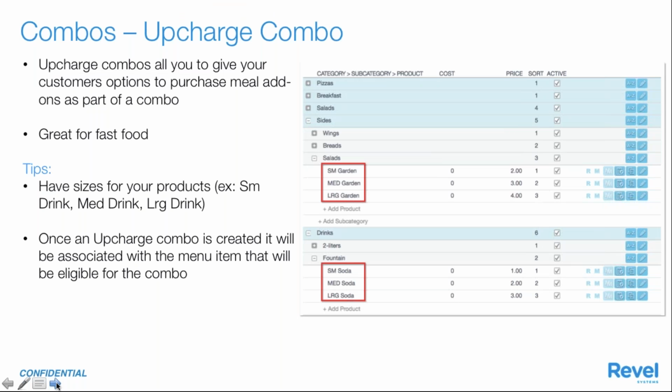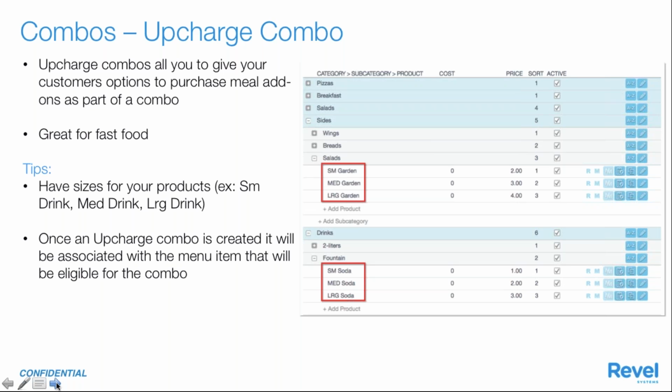Upcharge combos allow you to give your customers options to purchase meal add-ons as part of a combo. This is really great for our fast food clients. The first thing we want to do is keep in mind a couple of things. The first thing is you need to have sizes for your products. So instead of just having sodas, what you need to do is have small soda, medium soda, large soda. Small salad, medium salad, large salad, or do the same for your sides.